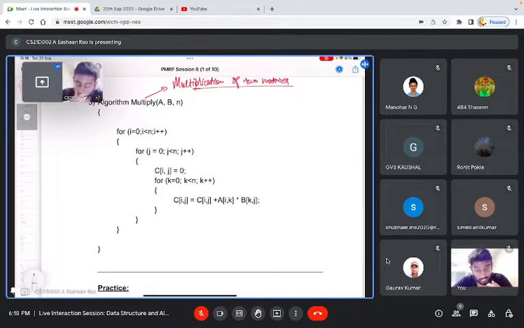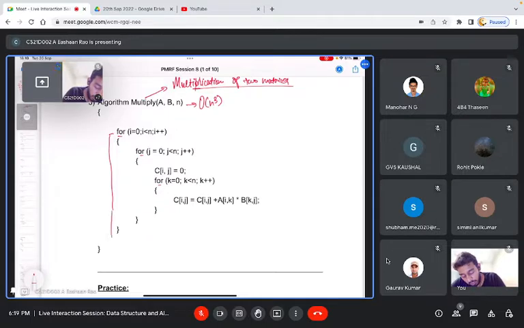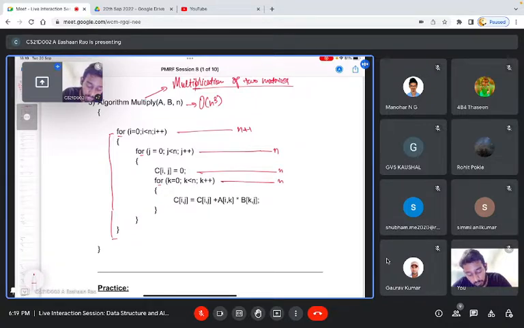Okay, so again to trace it and understand how much time it takes: for multiplication of matrices we usually say it's order of n cube, but why? For that we should trace it out. We'll start with the topmost loop, then go inside one loop, and then inside another loop. For the ith loop, it will run for n plus 1 times. This statement will run for 1 time, and the statements inside will run for n times.